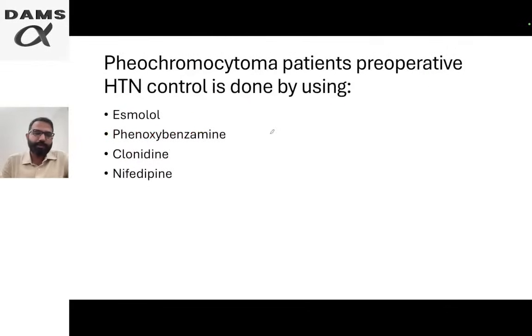Next question is: Pheochromocytoma patient preoperatively, what is the best drug to control hypertension in these cases? So that is one of the frequently asked questions from the ANS, autonomic nervous system. Preoperatively to control the BP, the best drug we use is the alpha blockers.